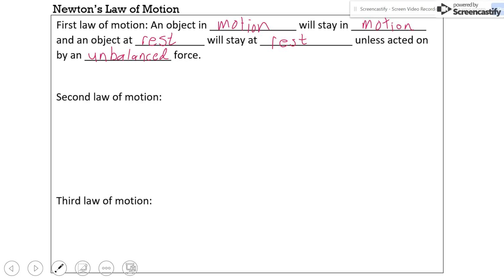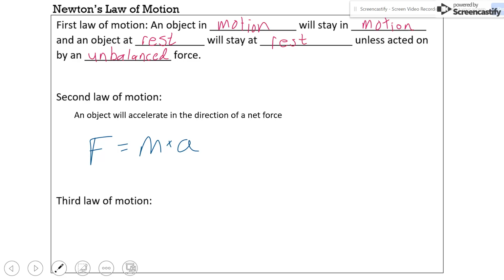Newton's second law states an object will accelerate in the direction of a net force, which can also be our F, our force, equals m times a, or mass times acceleration. And then Newton's third law is for every action force, there's an equal and opposite reaction force.